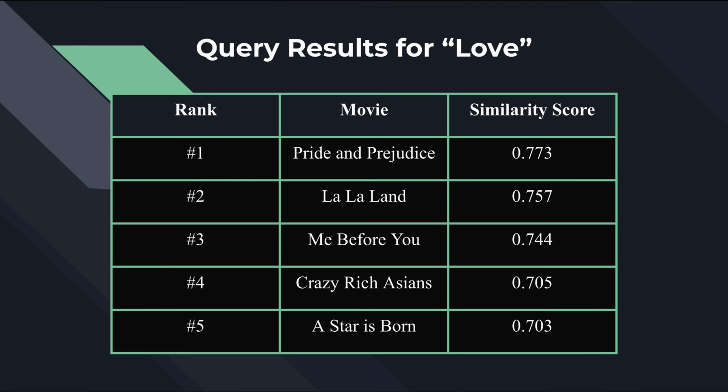Here are the query results for the word love. You'd probably expect that the word love is most similar to movies from the romance and drama category, and that's exactly what happens. As you can see here, the top 5 most related movies are Pride and Prejudice, La La Land, Me Before You, Crazy Rich Asians, and A Star is Born. These are all from the romance and drama category, which makes sense for this query word. The cosine similarity score was also included, showing exactly how similar each of these movie vectors are to the vector for the word love.